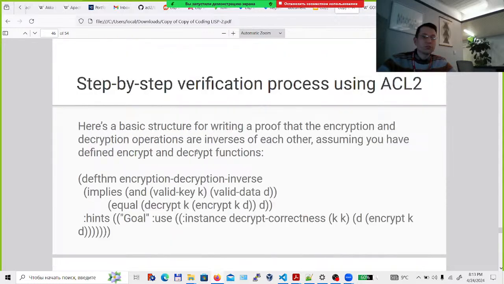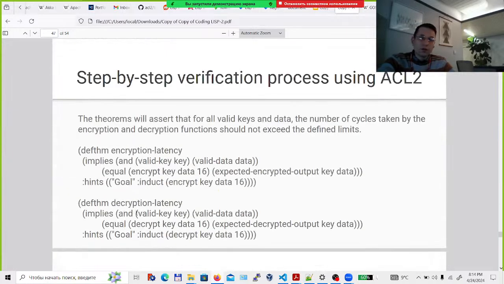Here's a basic structure for writing a proof that the encryption and decryption operations are inverses of each other, assuming you have defined encrypt and decrypt functions using Verilog, and encrypt and decrypt functions using Common Lisp. It's tedious to understand all of these parentheses, but Common Lisp is a very, very productive language if you are quite familiar with those techniques. Then we have theorems that assert that for all valid keys and data, the number of cycles taken by the encryption and decryption functions should not exceed the defined limits.